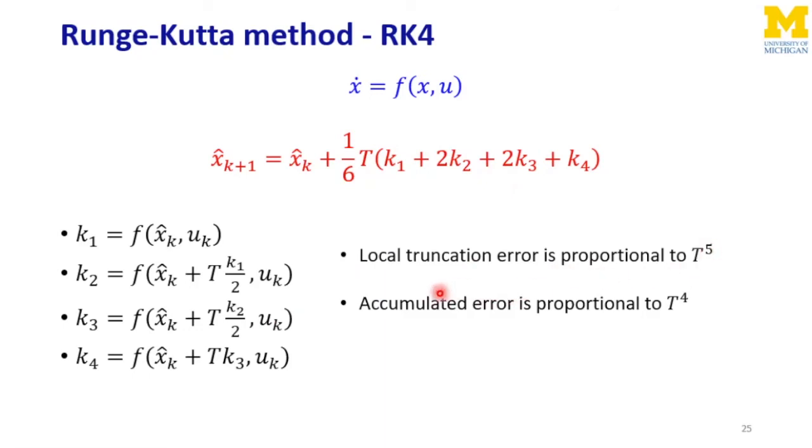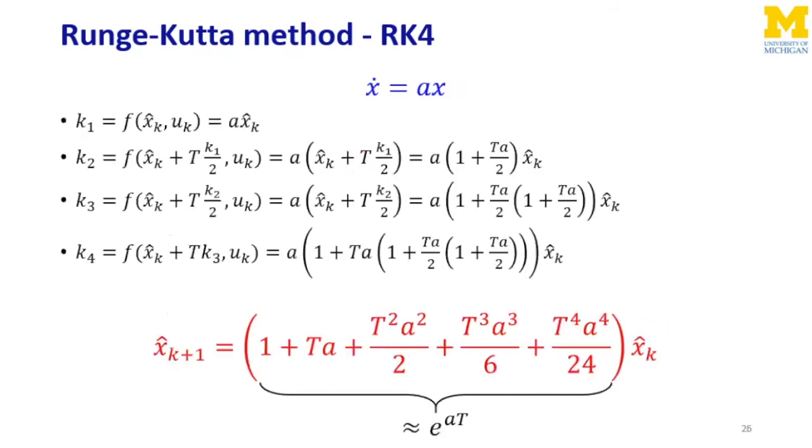And again, we take small t over big T number of steps to go from 0 to time t. So the accumulated error is going to be proportional to t to the 4. So we can apply the same stability and error analysis that we used with the forward Euler and the backward Euler method to study the stability and the error in the RK4 method.